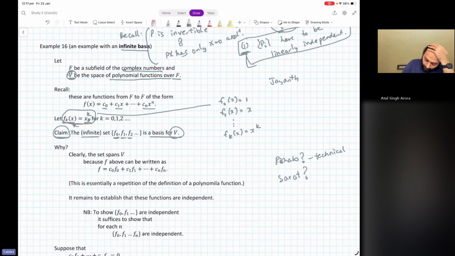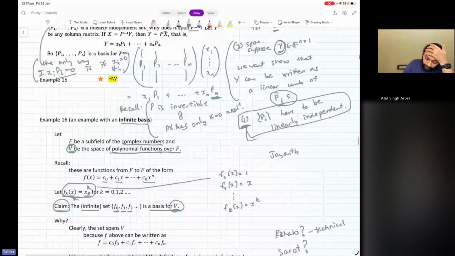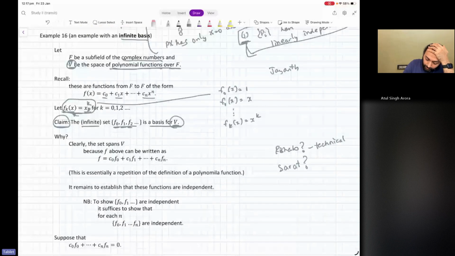The claim is that there is some vector space V, right? The vector space is just the set of polynomial functions over F, okay? And the claim is that these things, we'll treat them as vectors, okay? So I'll think of this as alpha 0, alpha 1, alpha k. Okay, and the claim is that alpha 0, alpha 1, alpha k, these vectors, they form a basis.